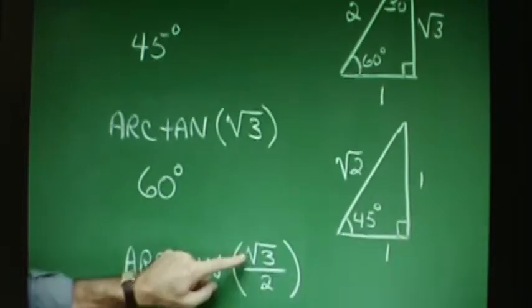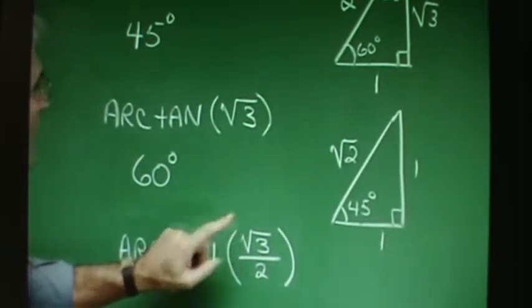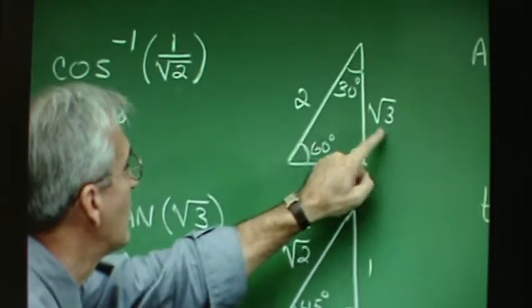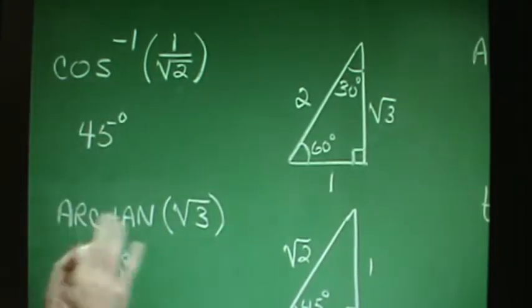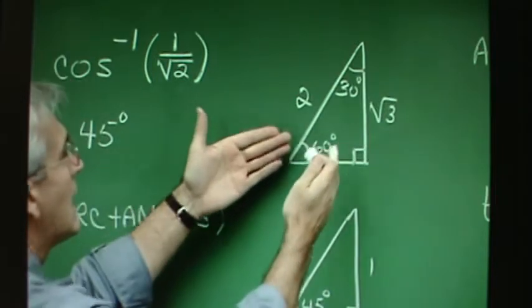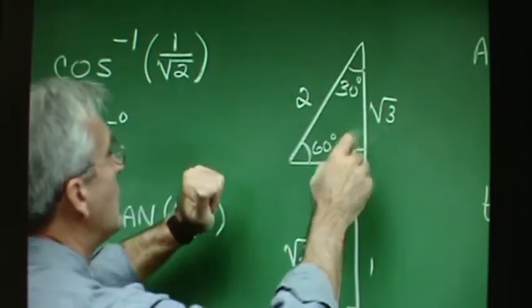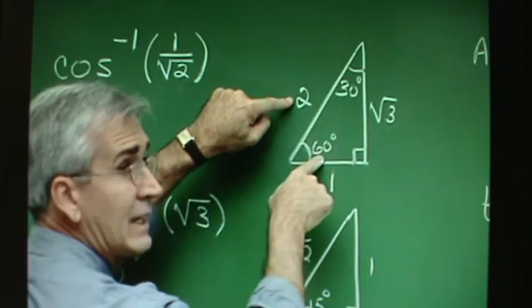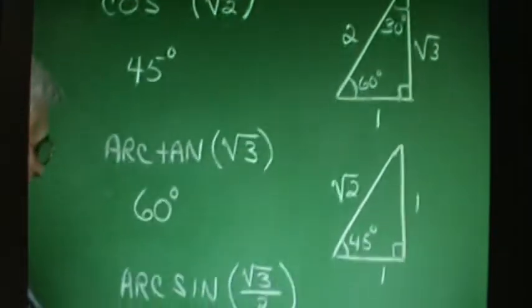Arc sine, square root of 3 over 2. Ah, the one that involves square root of 3 is this one. Now, from the perspective of which angle do we have the sine as the square root of 3 over 2? Now, that's opposite over hypotenuse, square root of 3 over 2. Oh, the perspective is, again, from this 60-degree angle.